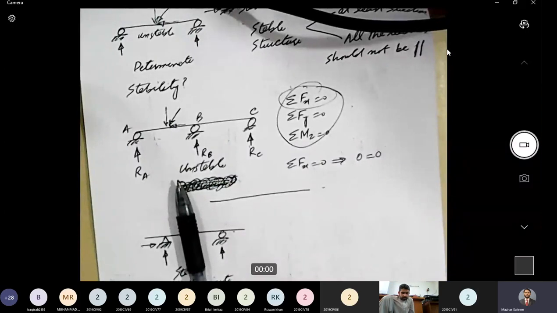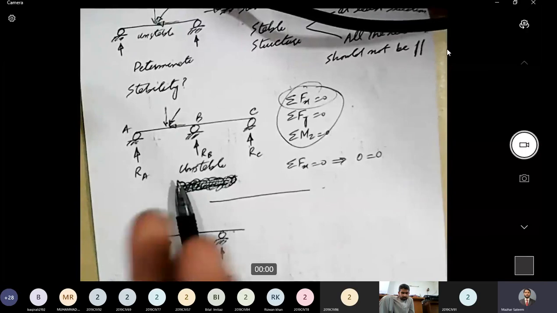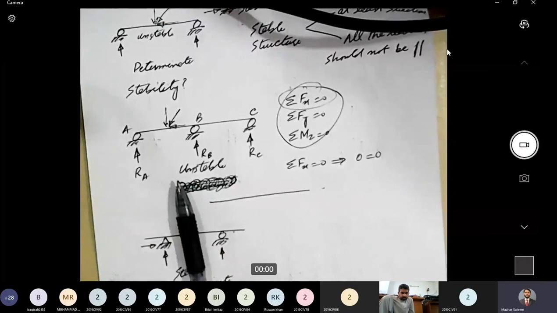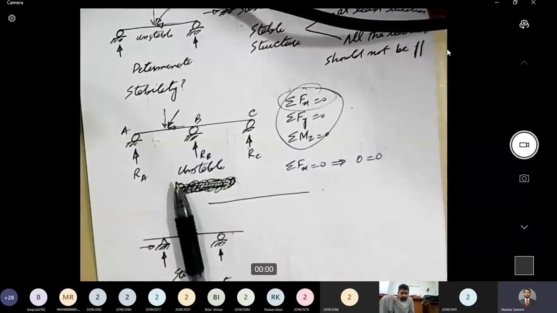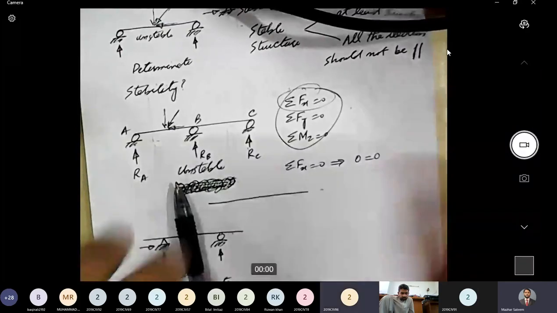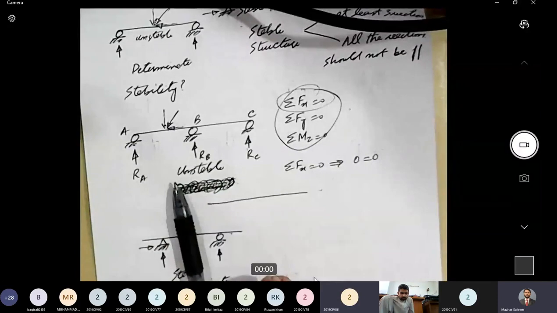So in order to allow the structure to expand, we provide rollers under steel bridges, and that is the case where we have actual rollers under the beams. Otherwise, in buildings, we do not have those actual rollers. Okay. Yes, sir. All right.